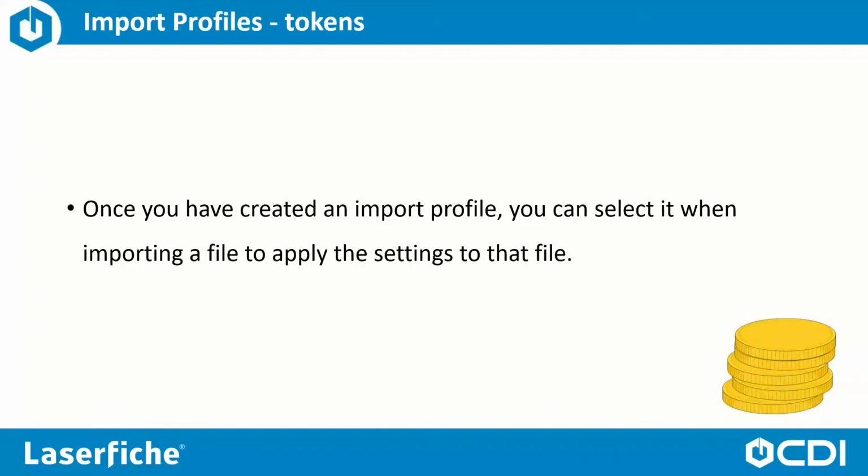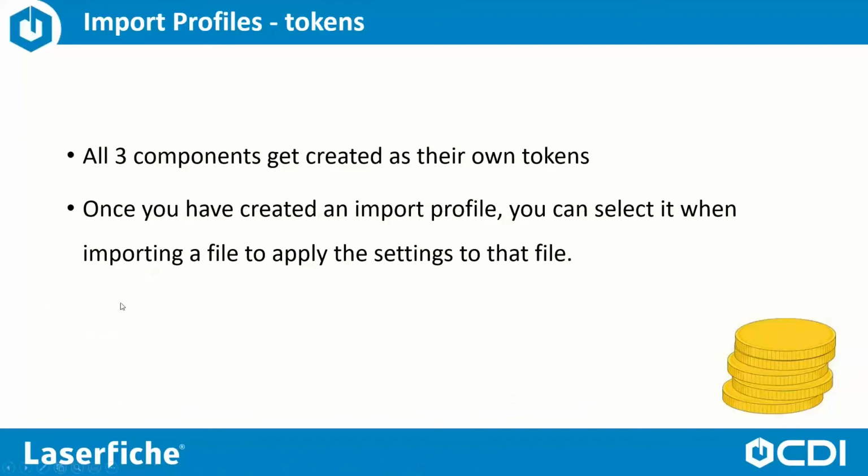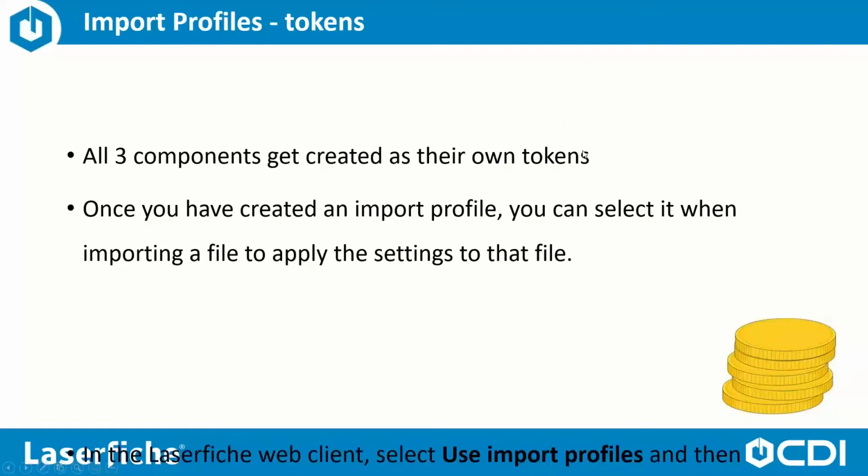Once we go ahead and get the import profile set up, we can select it when importing a document to apply the settings to that file. In the Laserfiche web client, that looks like the button called Use Import Profiles. And from there, it's simply a drop-down menu with the profiles that already exist. When we're doing the file naming, all 3 of those components of the file name that we were talking about a moment ago are going to get their own token applied.